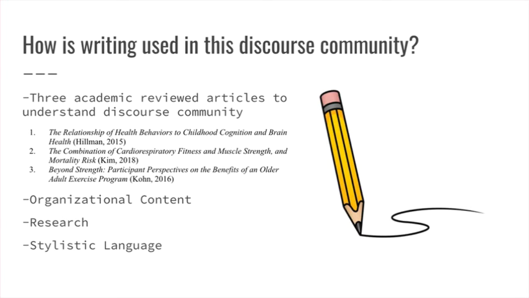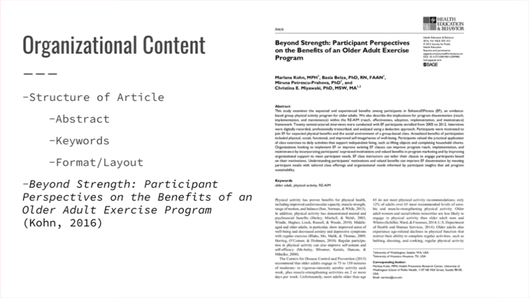There are 3 main components that can enable a better understanding. These components include organizational content, research, and stylistic language. In terms of organizational content, the structure of the article is fairly consistent among all research articles. Most, if not all, articles include an abstract section. This section allows for readers and audience members to briefly understand the general goals and results of the research paper to see whether or not the article is of interest.